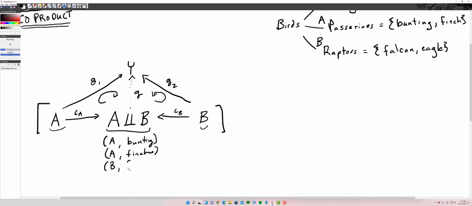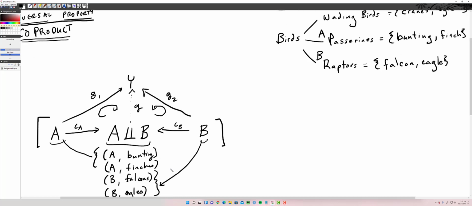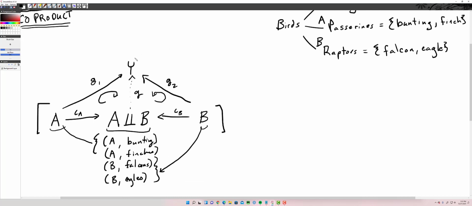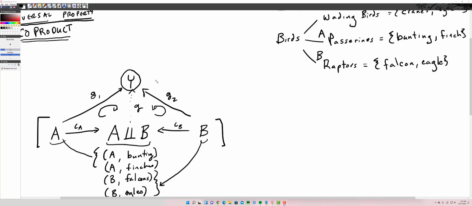And then he's got these raptors too. He's got falcons, and he's got eagles. Missed an A there. Okay. So this list, this inventory of all the passerines and raptors that he saw, it's got an inclusion map from A into this set here, and an inclusion map from B to this set here, right? And we're saying, okay, there's another object Y, and Y is a more general object, and I can also include A and B into Y.